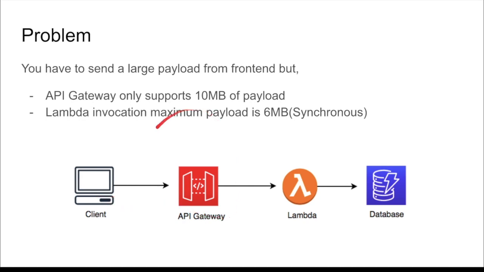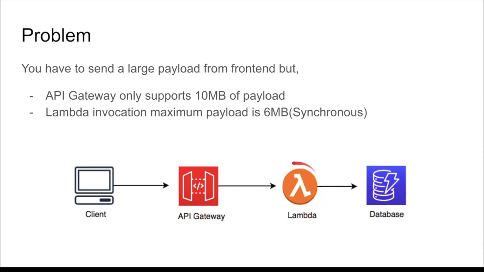The very first issue is that the API gateway has a payload limit. API gateway supports only up to 10 megabytes of data. So if the payload passing from the client is more than 10 megabytes, then it's going to send an error, because the maximum limit is 10 MB.